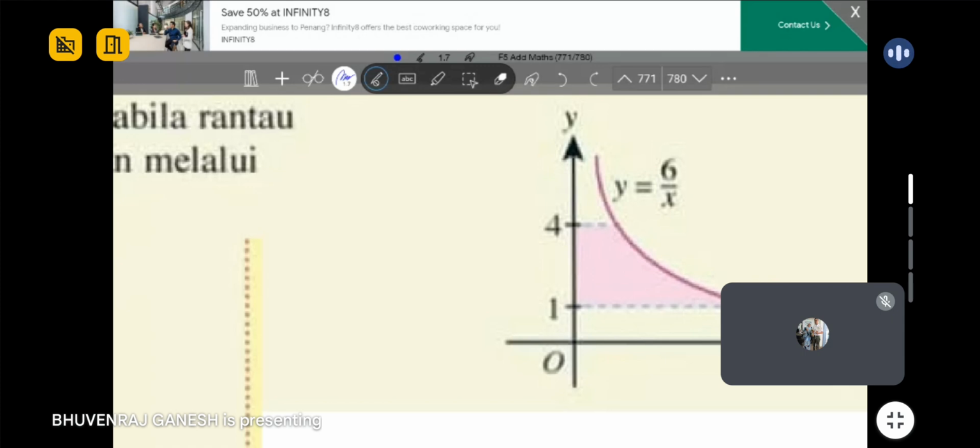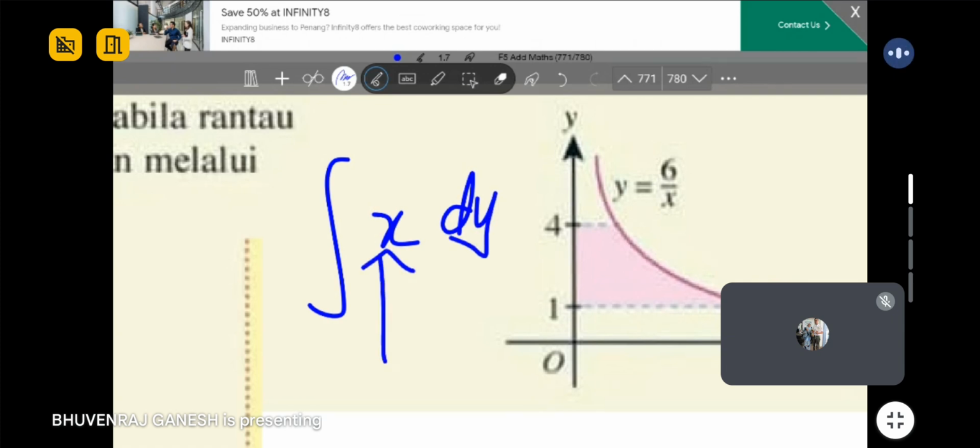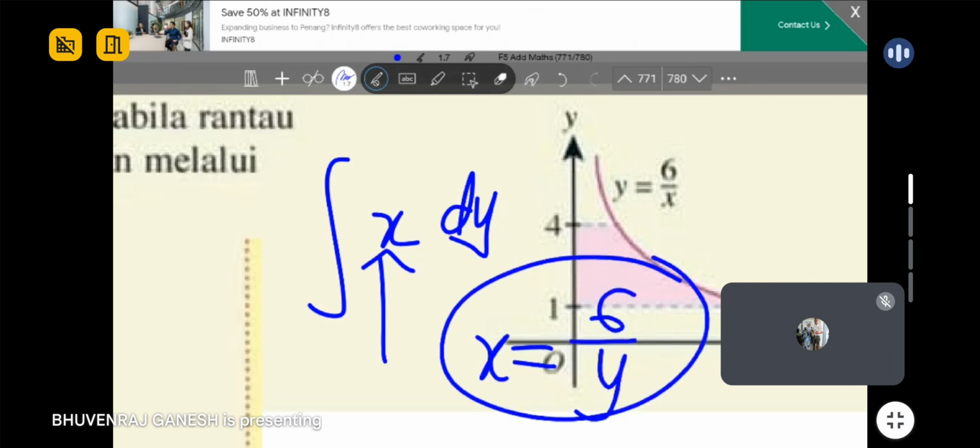Because our formula is integrate x dy. So we must substitute the x equation. Gantikan persamaan x. So x is equal to 6 over y. Can we directly integrate this, guys? Yes or no? No, sir. Must square. Okay, very good.